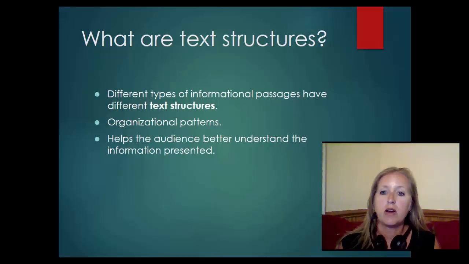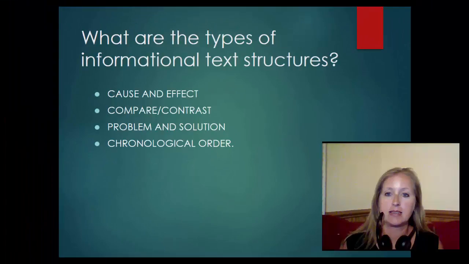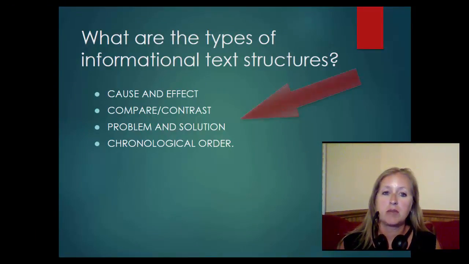Text structures, what are they? Well, different types of informational passages have different text structures. They're organizational patterns. It's how the text is put together. It helps the audience to better understand how the information is presented in a text. There are several different types of text structures, but the most popular types are cause and effect, compare and contrast, problem and solution, and chronological order. And sometimes you might hear chronological order called sequence of events.